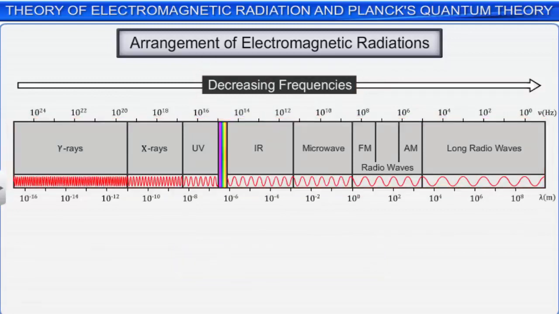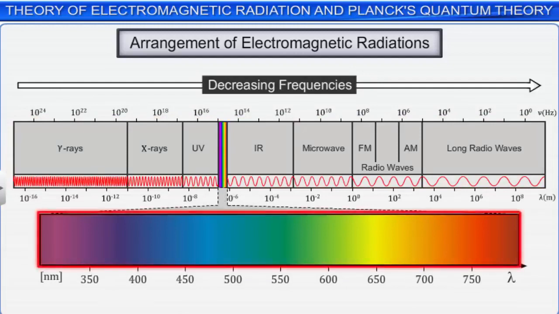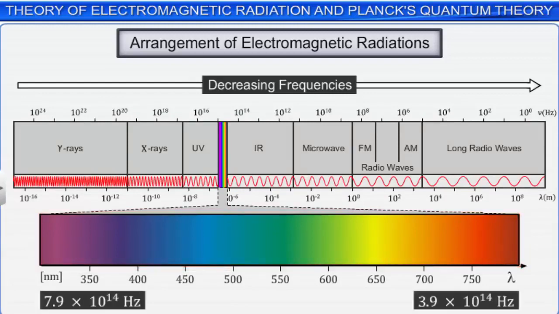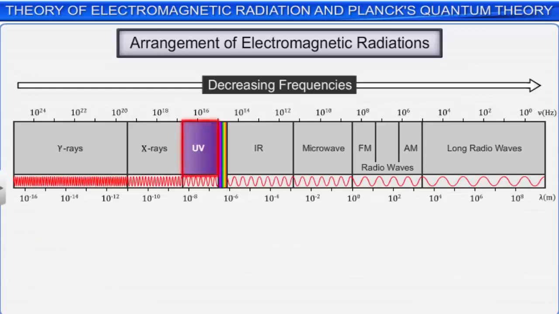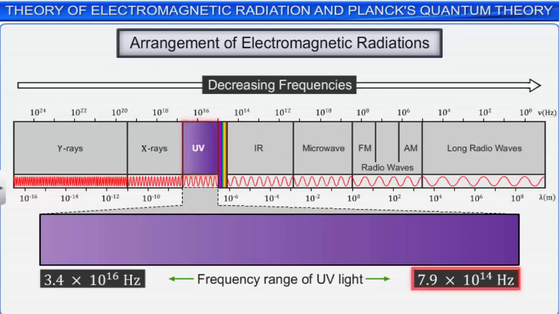Of these, the radiations that are visible to the naked eye constitute the visible spectrum. The frequency range of the visible rays is 3.9 into 10 to the power 14 to 7.9 into 10 to the power 14 Hz. The region above the violet color is called the ultraviolet region and has a frequency equal to 7.9 into 10 to the power 14 to 3.4 into 10 to the power 16 Hz.